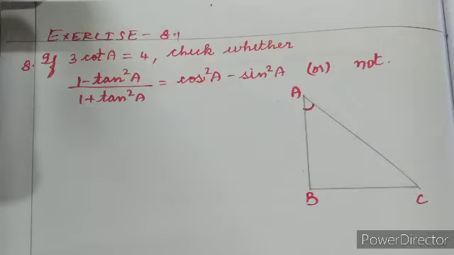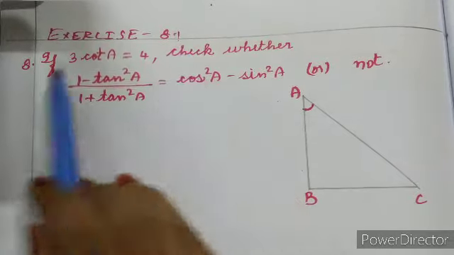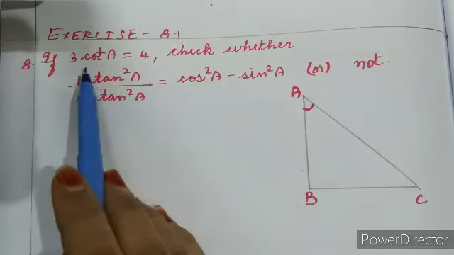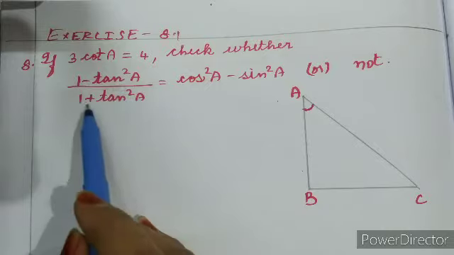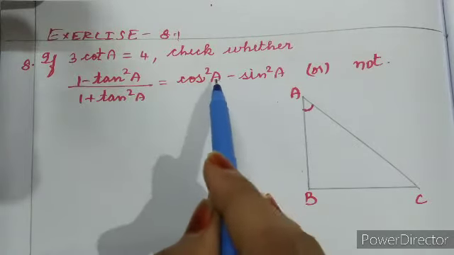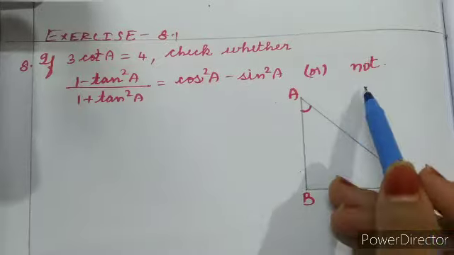Hi friends, today we are going to see exercise 8.1 sum. If 3 cot A is equal to 4, check whether (1 minus tan square A) by (1 plus tan square A) is equal to cos square A minus sin square A or not.